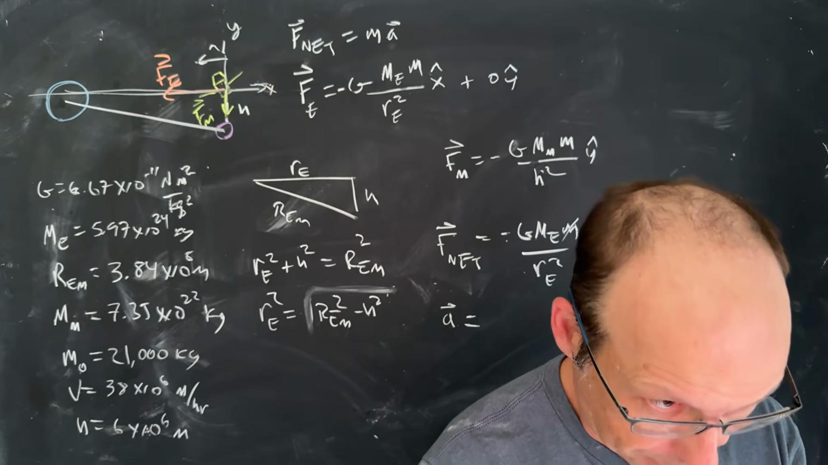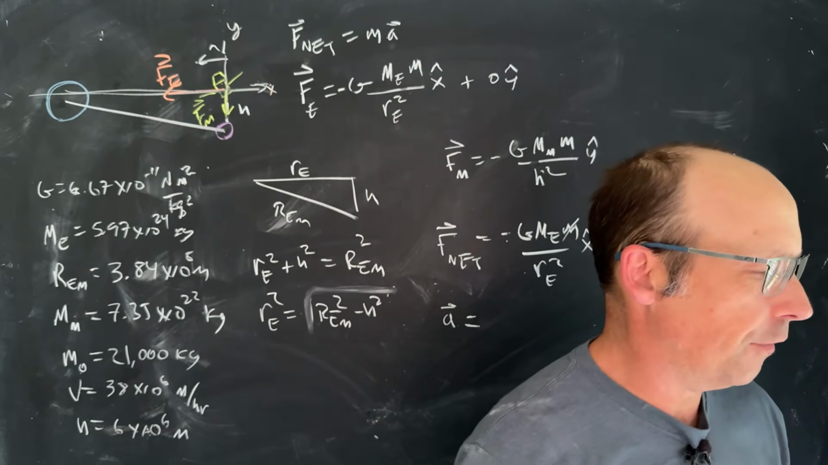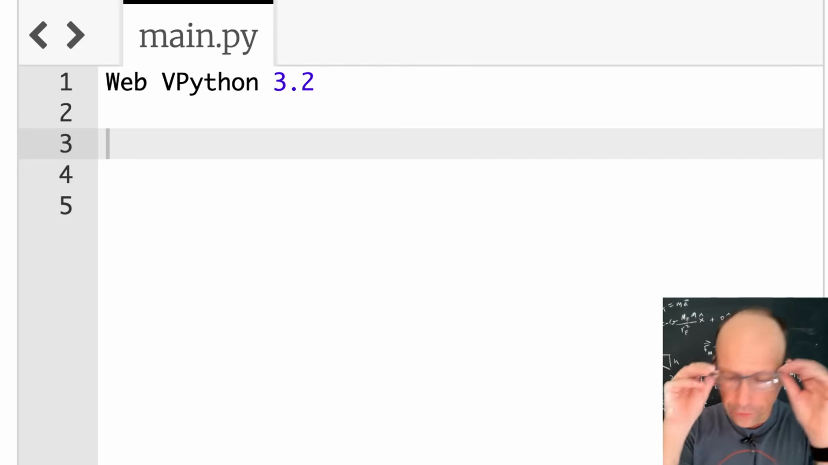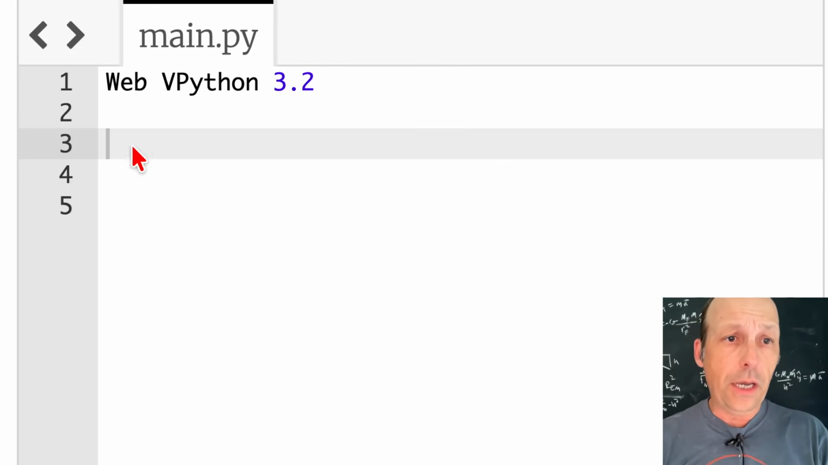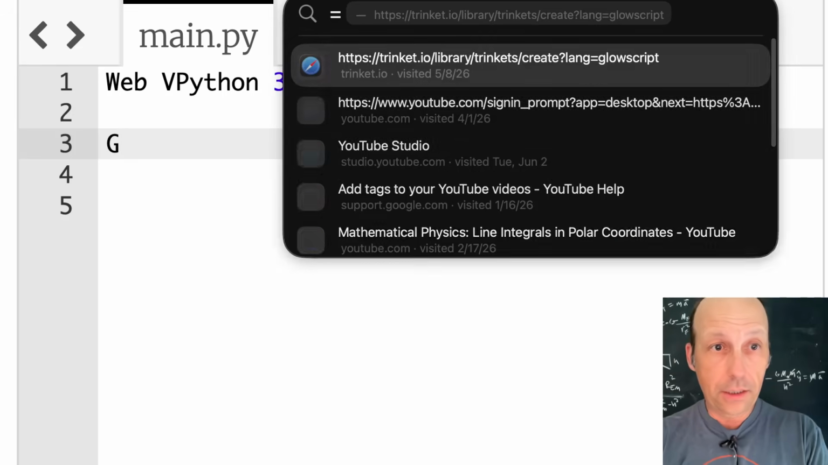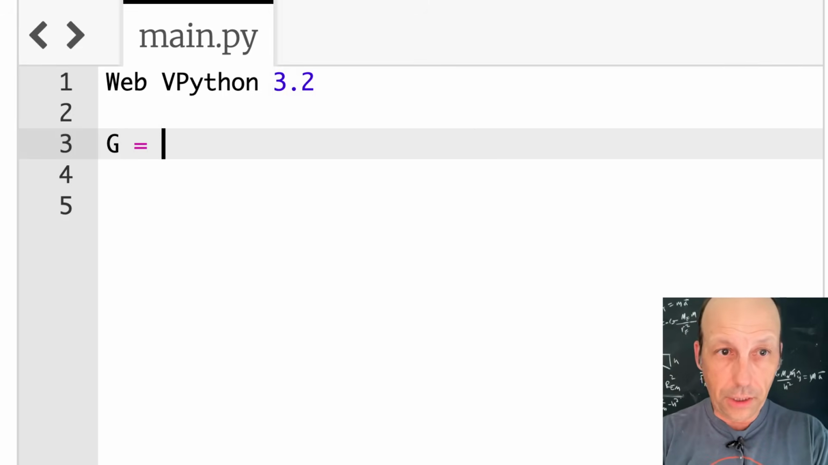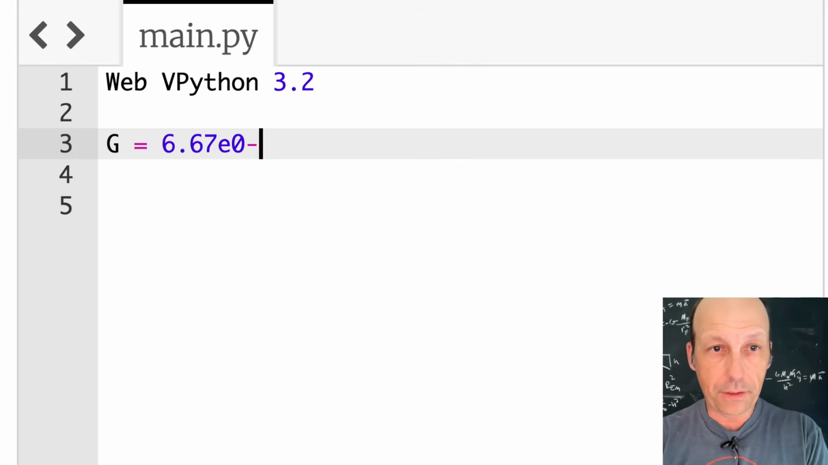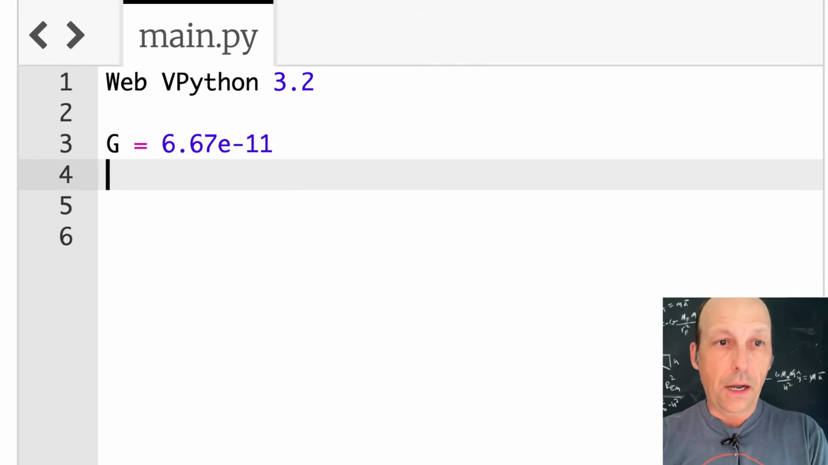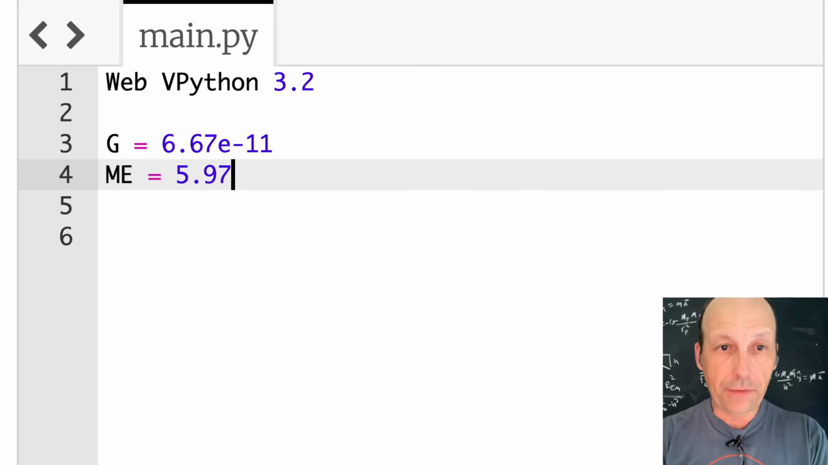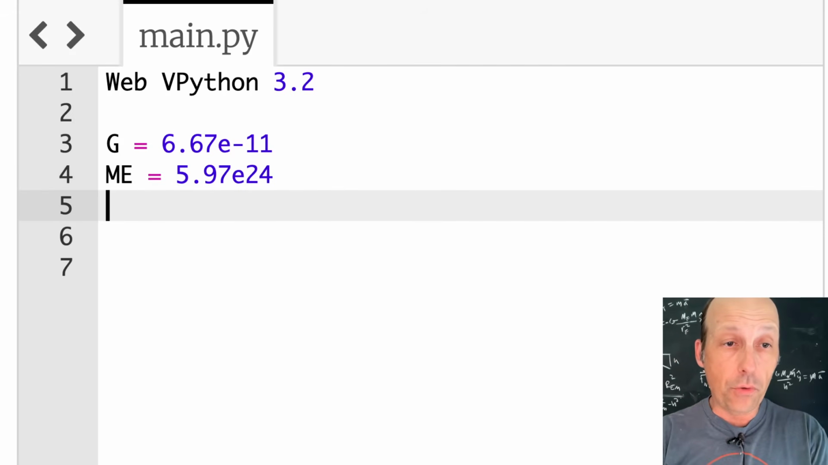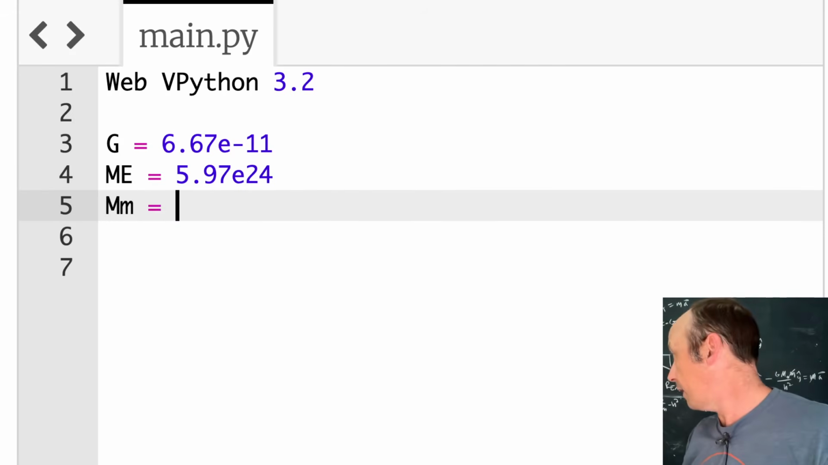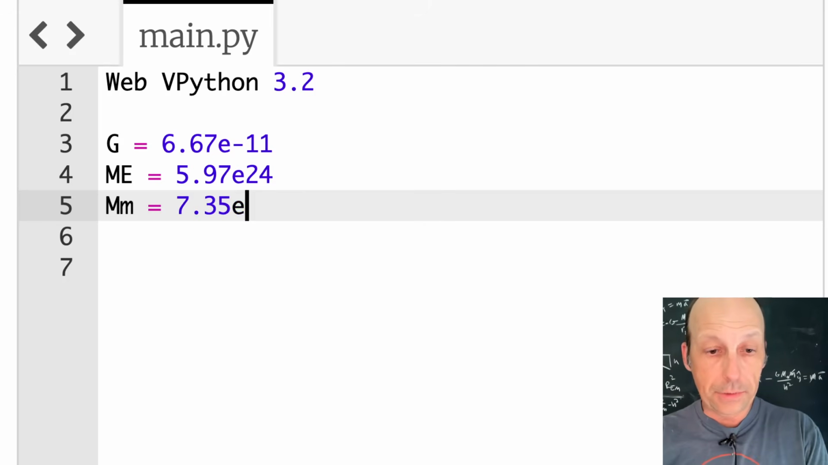Okay, let's switch over here to Python. If you can do it on your calculator, you can do it in Python. If you can do it in Python, you can do it in the calculator. Let's just go ahead and start entering all our variables. G equals 6.67 times 10 to the negative 11th. Mass of the Earth, I'll call it ME, it is 5.97 times 10 to the 24th. Mass of the moon, MM, lowercase m, 7.35 times 10 to the 22nd.